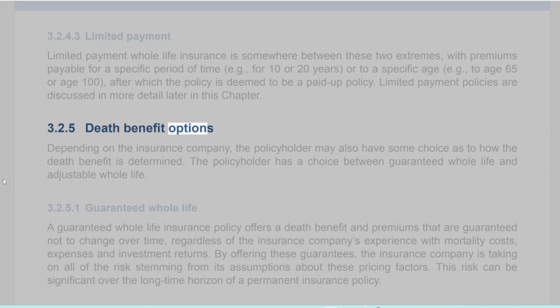3.2.5 Death benefit options. Depending on the insurance company, the policyholder may also have some choice as to how the death benefit is determined. The policyholder has a choice between guaranteed whole life and adjustable whole life.